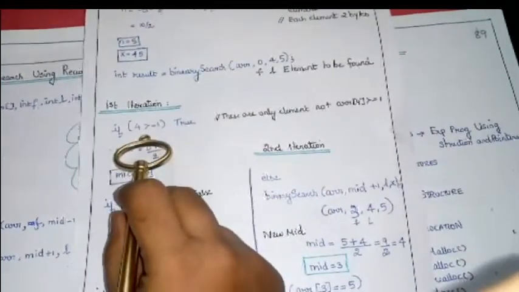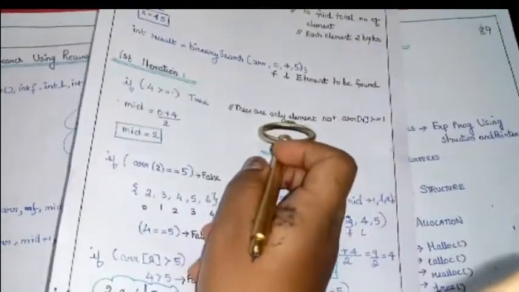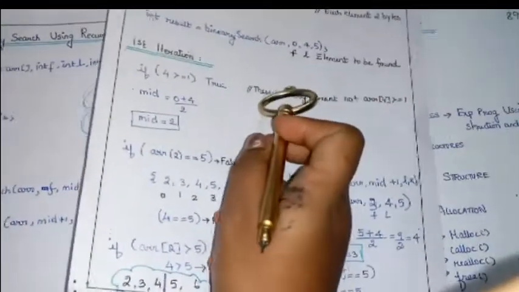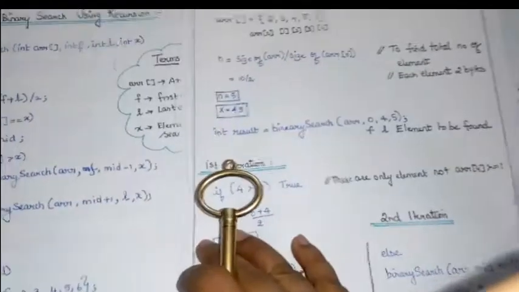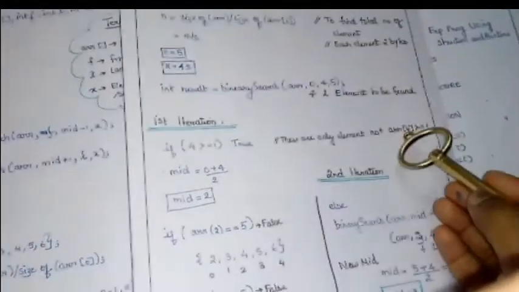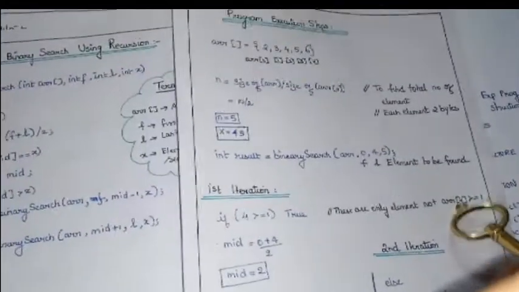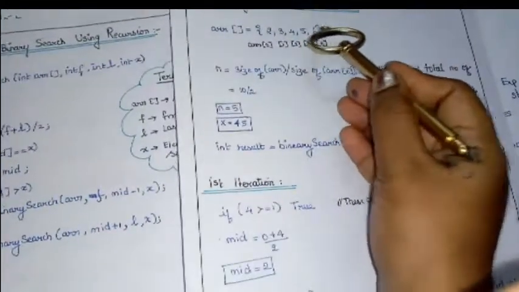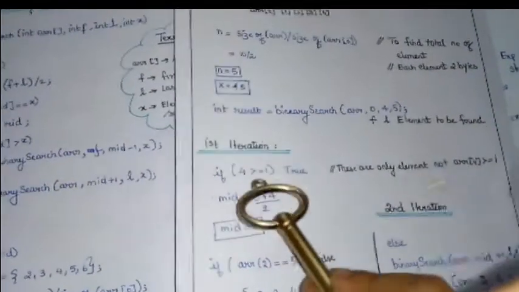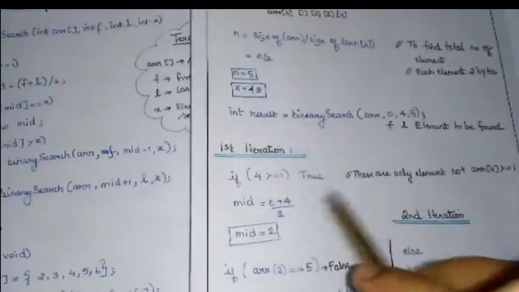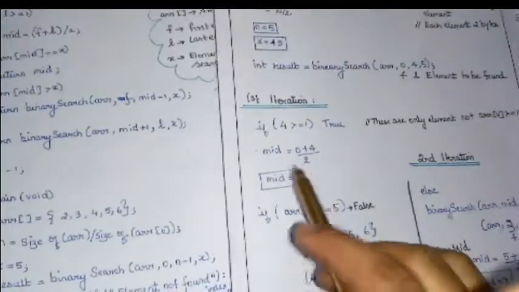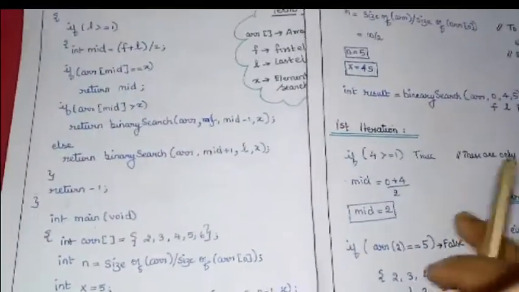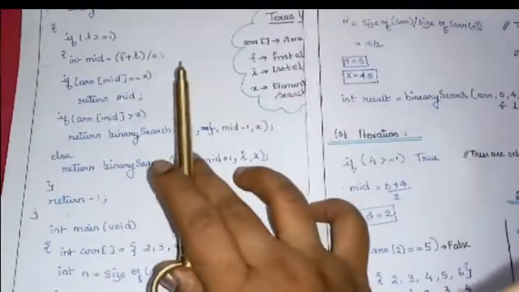I want to make it clear that these numbers 4 and 2 are only the elements, not array of 4. Just don't confuse this part. Array of 4 does not mean this 6. It doesn't point to 6. These are only normal values, like 4, 1. Once you have understood the program, you'll be very clear with this point. I'm here. My mid is 2 now.